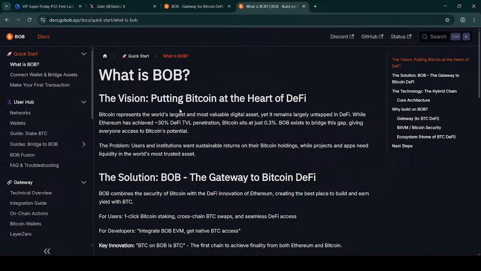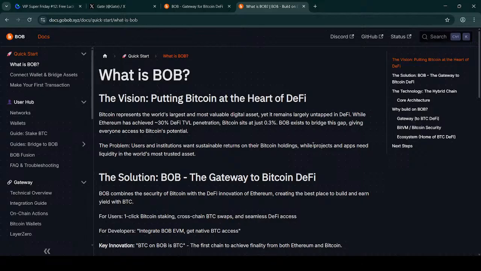So guys, let's talk about it right now. What is BOB and its vision? Bitcoin is the heart of DeFi. Bitcoin represents the world's largest and most valuable digital asset, yet it remains largely untapped in the DeFi world. Ethereum has achieved 30% of DeFi TVL generation, while Bitcoin sits at just 0.3 percent. BOB exists to bridge this gap, giving everyone access to Bitcoin's potential, guys.